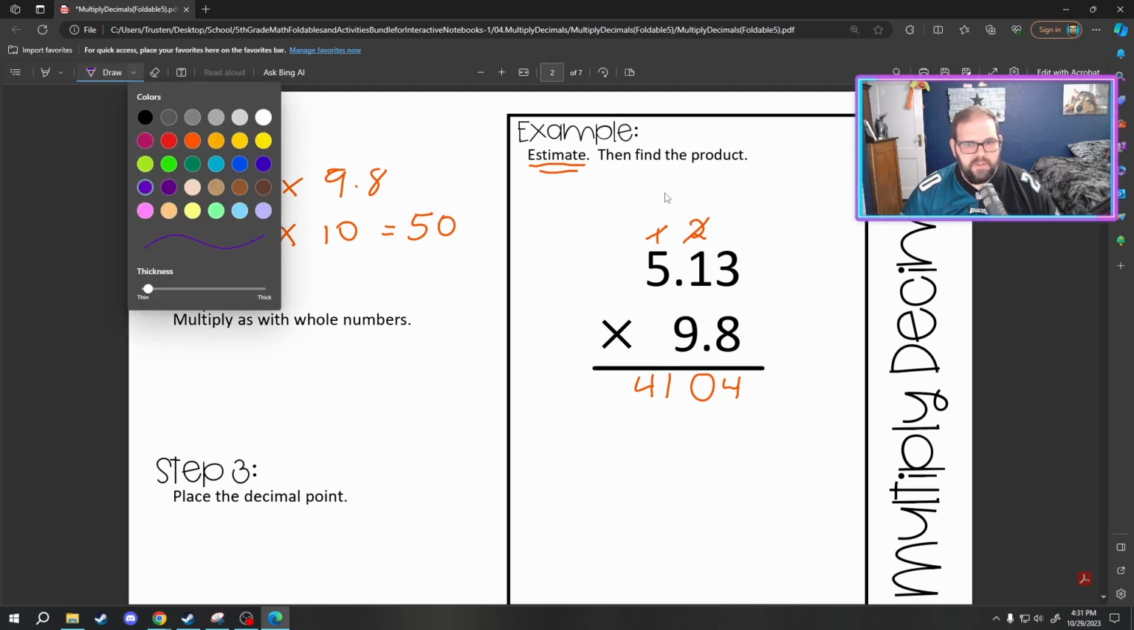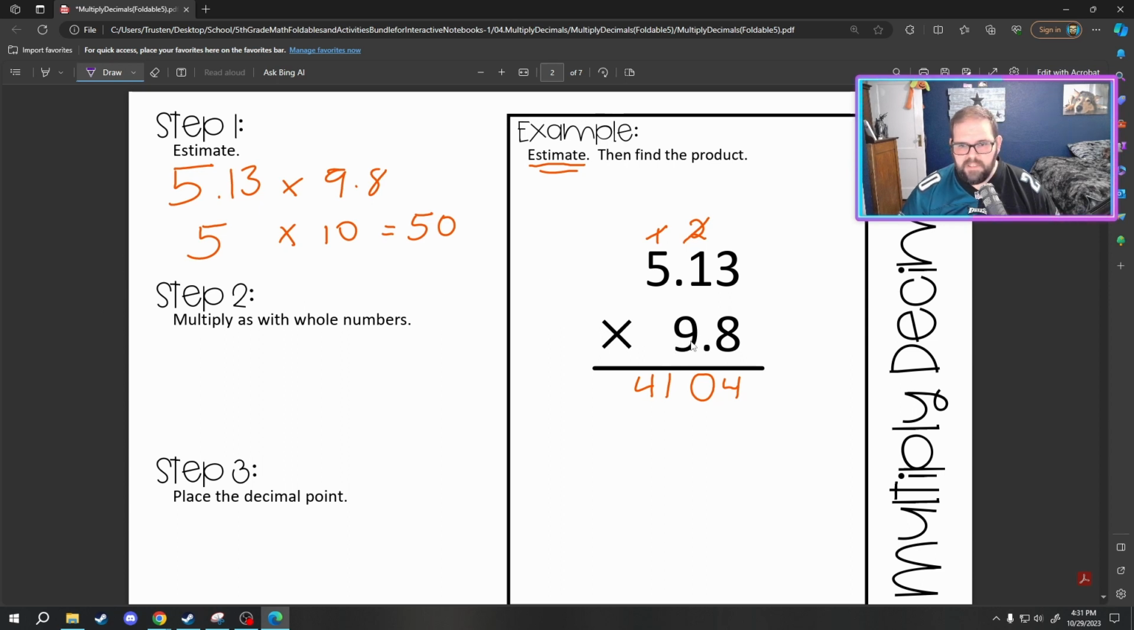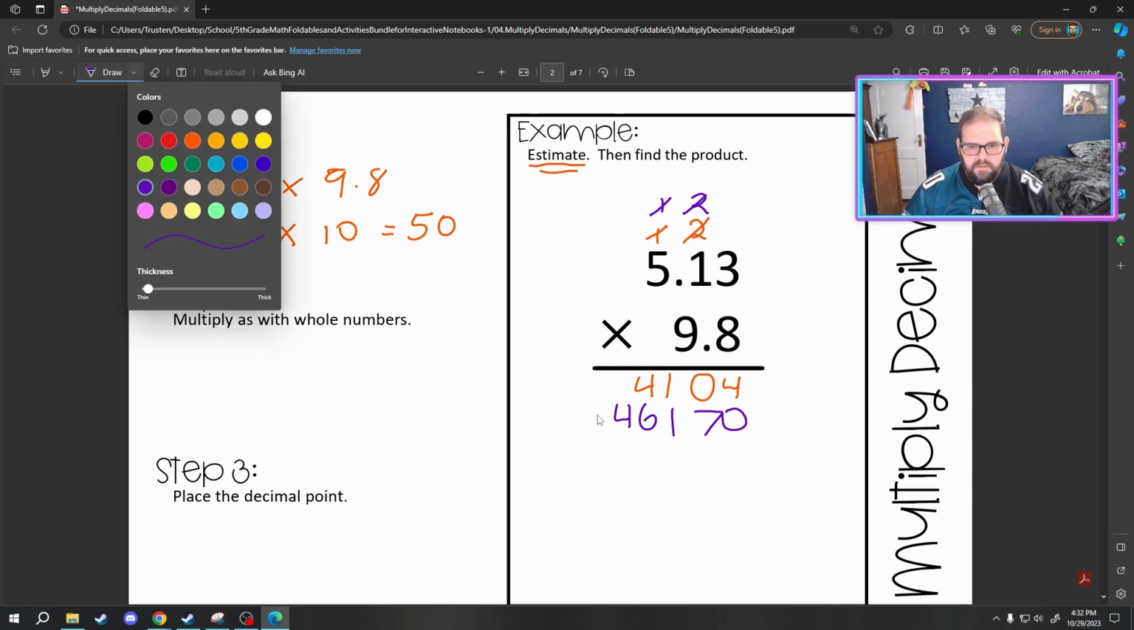I'm going to change the colors around a little bit so we can have a second color to do this, the 9 here. So we have to put our placeholder there. Then we go 9 times 3 is 27. 9 times 1 is 9, plus 2 is 11. Then 9 times 5 is 45, plus that 1 gives us 46. After we get all that handled, we are going to add our partial products together as we normally do.